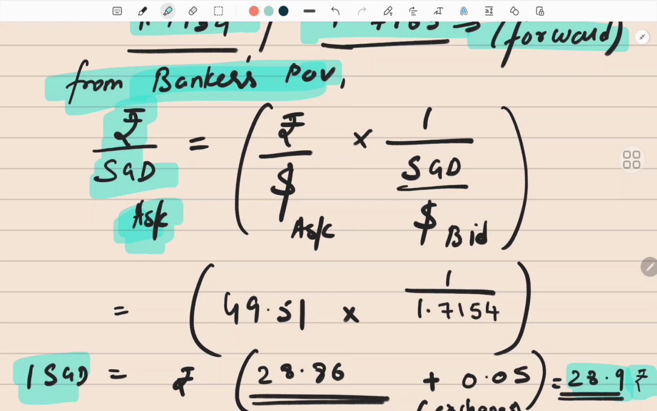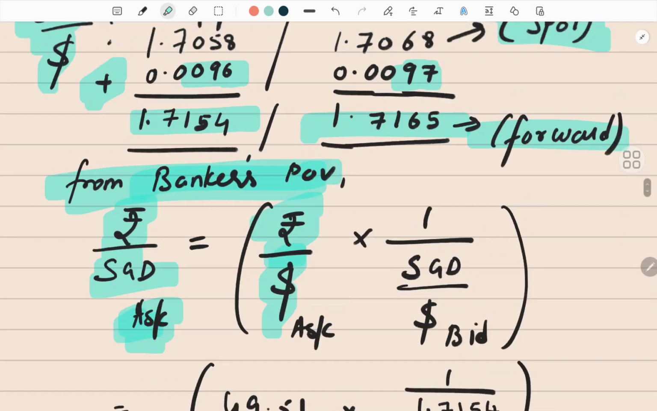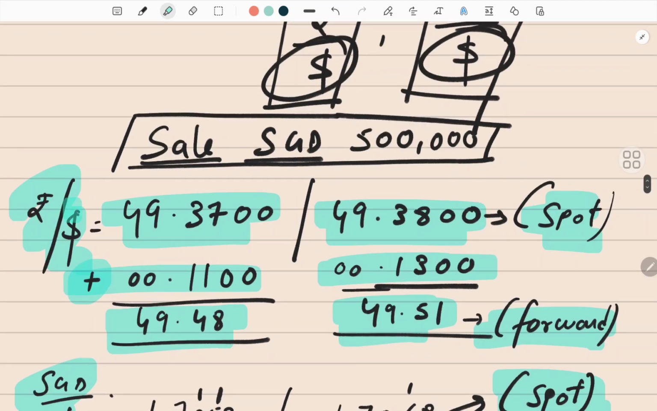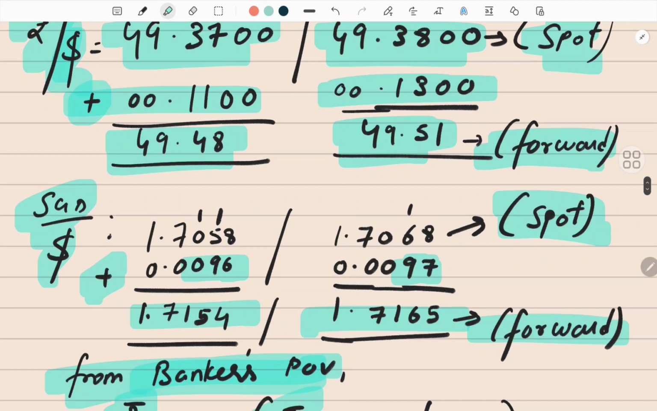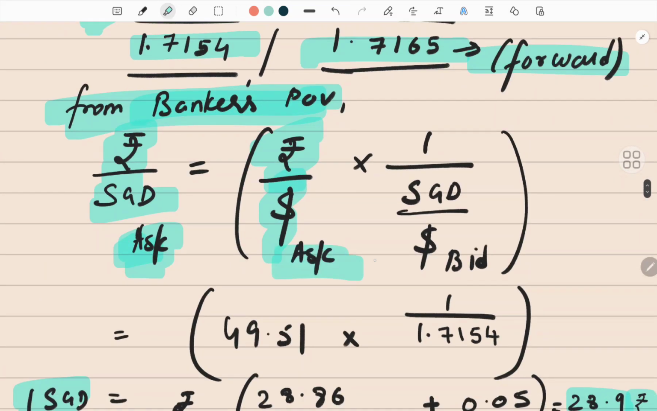So in order to get this particular quote, I need to involve two currencies here, rupee and STD, and there is one third, common currency, which will eventually cancel out. For that I need a rupee in the numerator. I have that rupee by dollar, a direct rupee by dollar quote, so I've taken this ask. I directly have that.